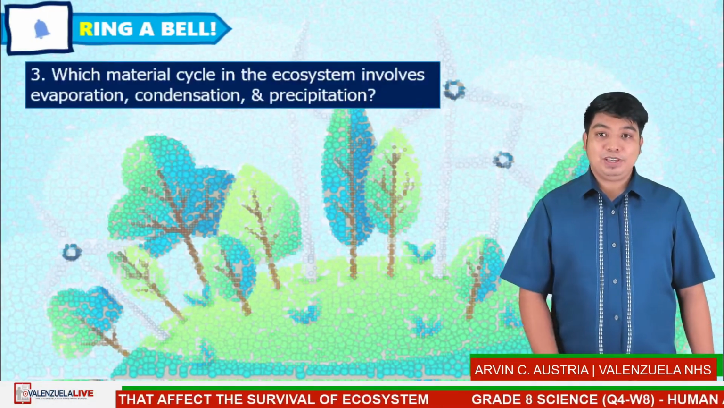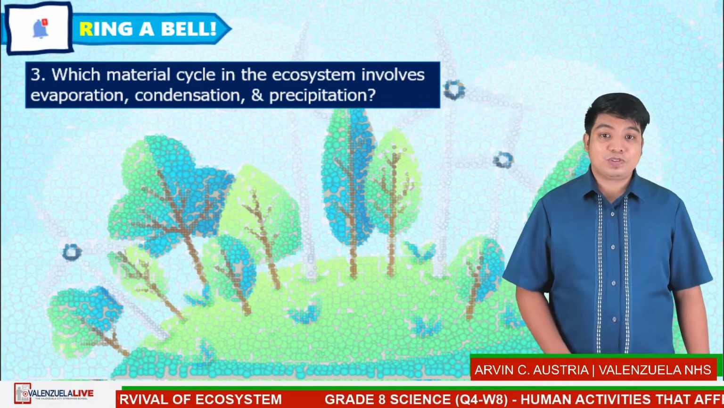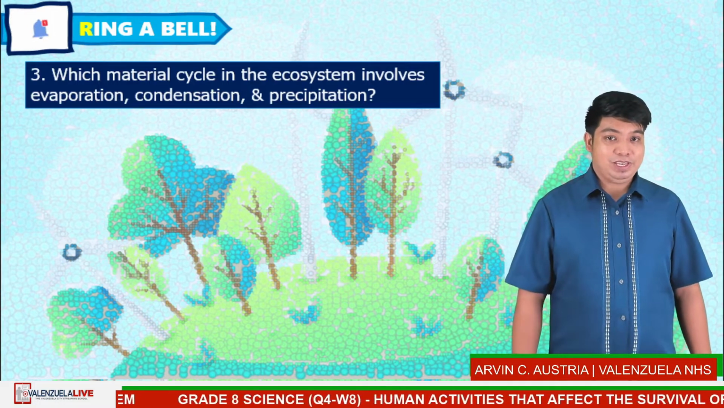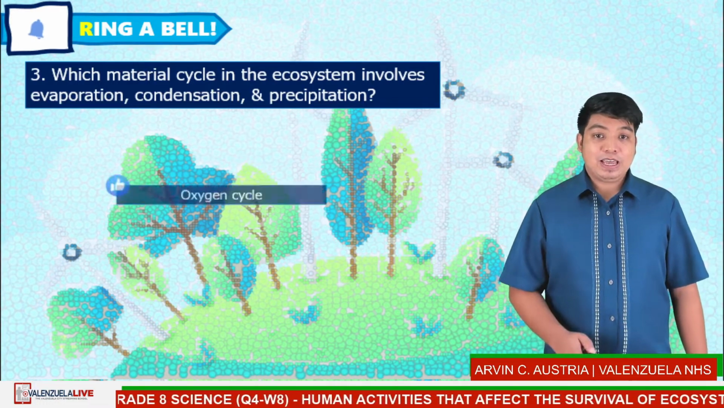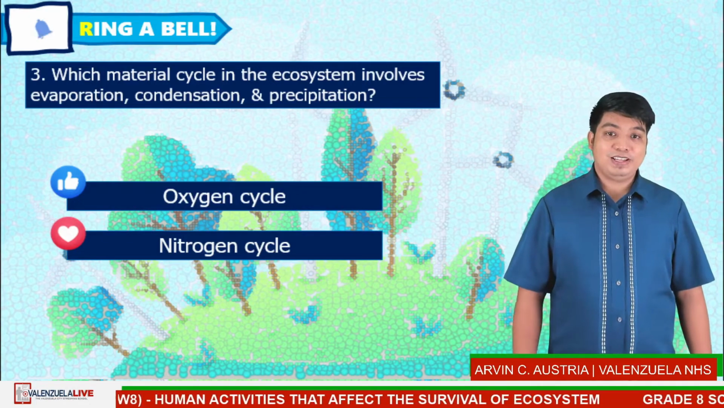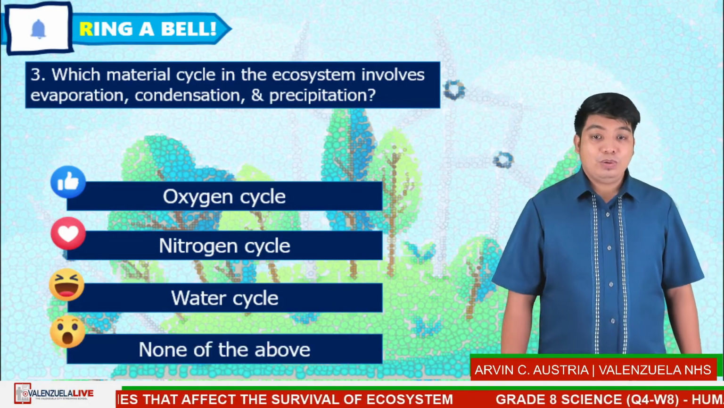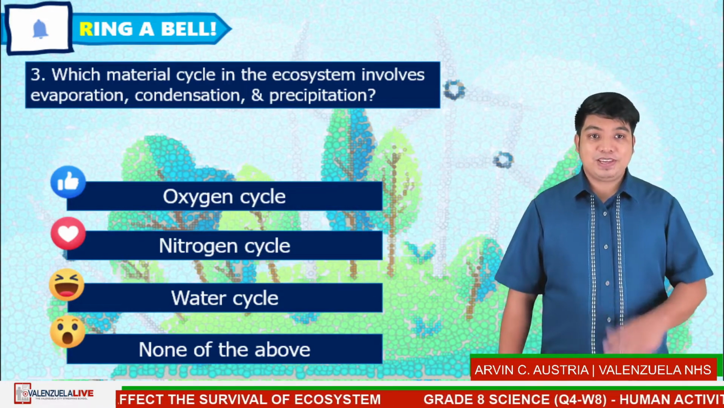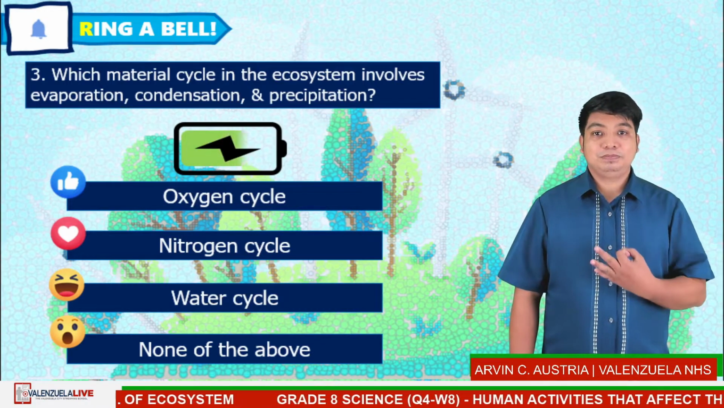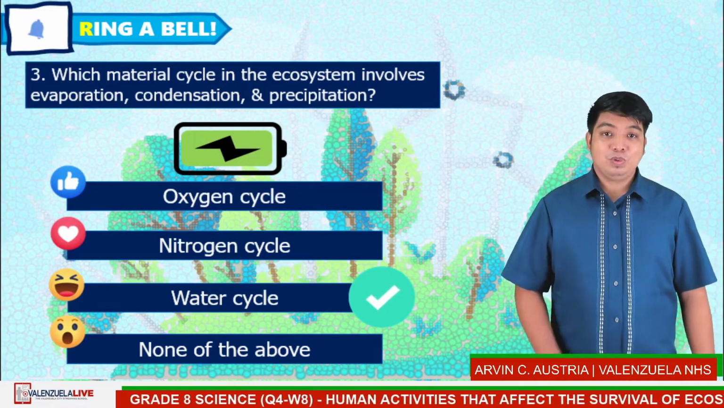Question number 3. Which material cycle in the ecosystem involves evaporation, condensation, and precipitation? Is it like for oxygen cycle, heart for nitrogen cycle, water cycle? Wow, none of these. You have 5 seconds. Time is up. The correct answer is water cycle.